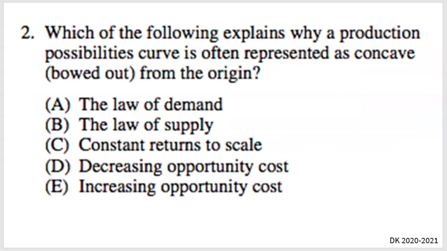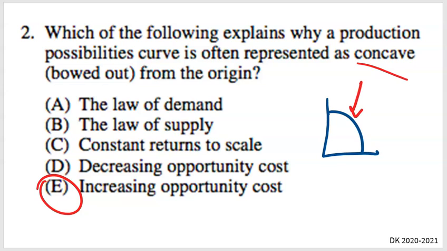The next one. So essentially this one is asking, why is our PPC like this? And we said it's because of increasing opportunity cost. For this one, you just have to know that concave just means this type of PPC, and the curved PPC just means we have increasing opportunity costs, and that's why.